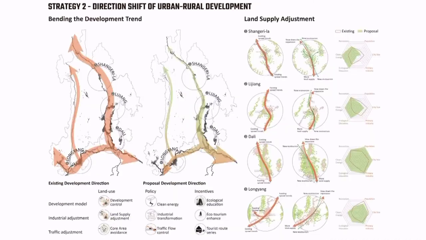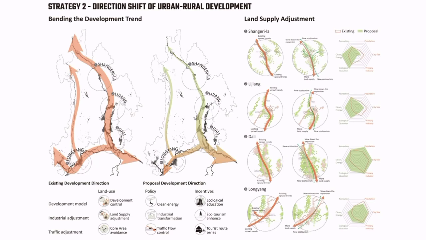Secondly, direction shift of the urban and rural development. Under the unique mode of the Chinese construction land supply, it can be feasible. Yeah, this is the analysis. So this is the previous trend. You can see, according to our simulation, and the other one is our proposal.